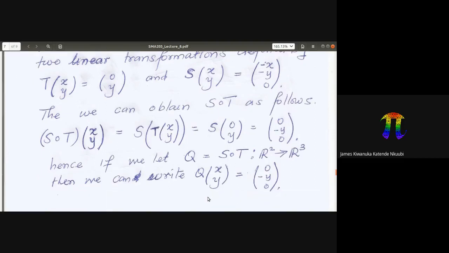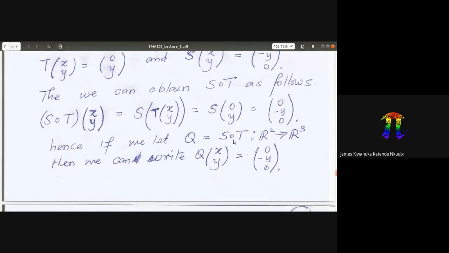So if we relabel this composition as Q, so Q is a composition of S and T, then we have a new linear map which takes (x, y) to (0, -y, 0). So this is just a composition of S and T. That's the map.